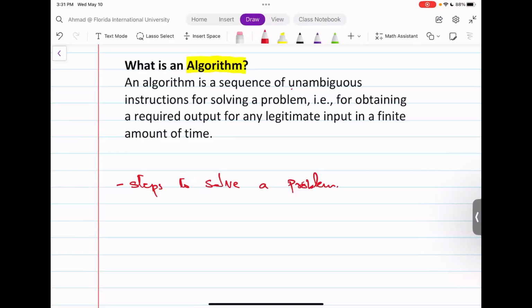But now here are some important questions. What are those steps? Those steps should be clear steps, unambiguous instructions. Let me give you one example. Suppose I ask you, hey, boil an egg for me, right? That is one task that you have to perform. Can you write an algorithm for that? Of course you can do it. You can list down the steps to boil an egg.